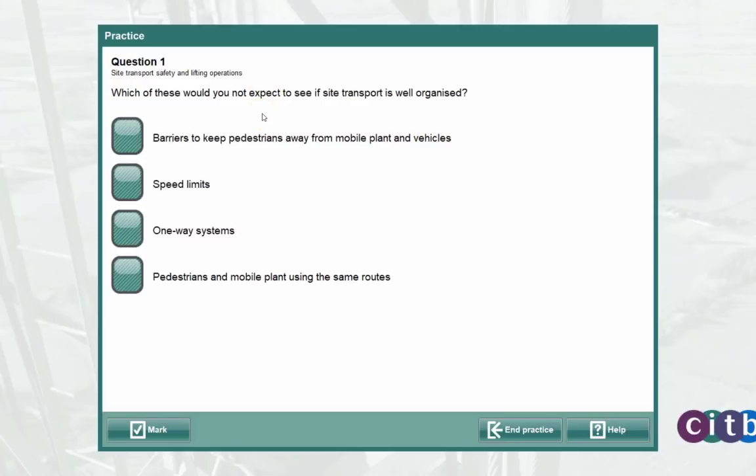Which of these would you not expect to see if site transport is well organised? Barriers to keep pedestrians away from mobile plant and vehicles, speed limits, one-way systems, pedestrians and mobile plant using the same routes.